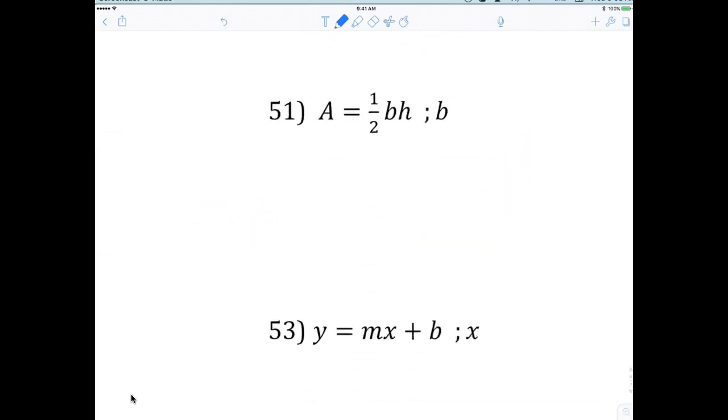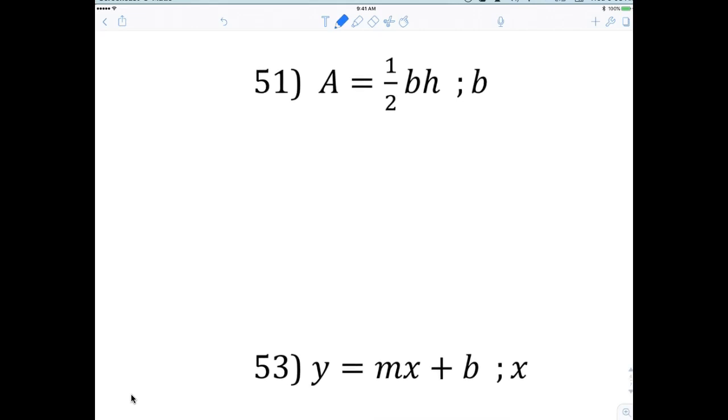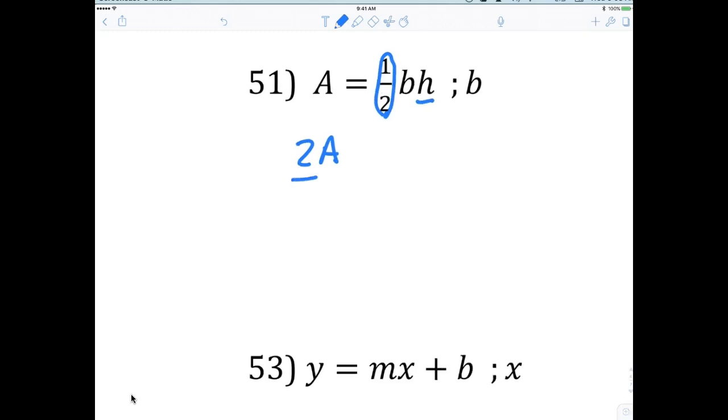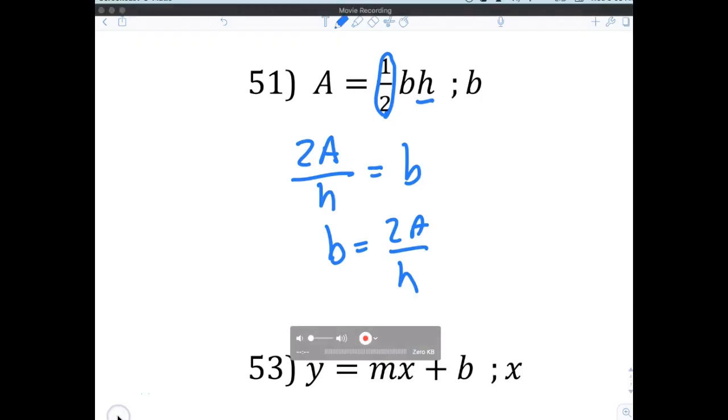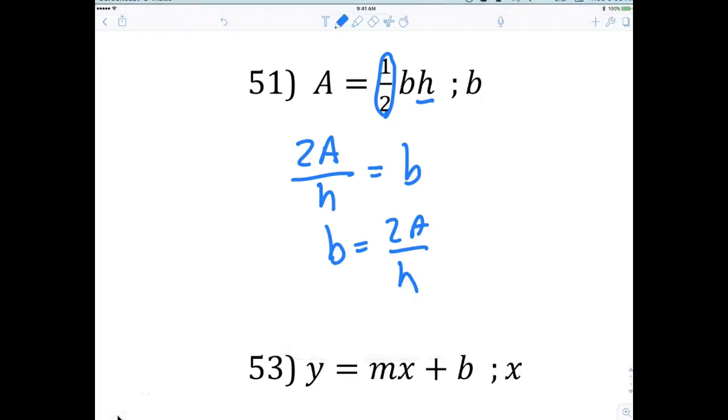All right, 51. Now we're solving for B. If we're solving for B, I'm eliminating the 1/2 and the h. How do I eliminate the 1/2? Multiply by the reciprocal. The reciprocal of 1/2 is 2, so 2a. So I just got rid of the 1/2. Now I've got to get rid of the h. How do I undo multiplication? Division. So 2a over h equals b. Everybody happy with that?